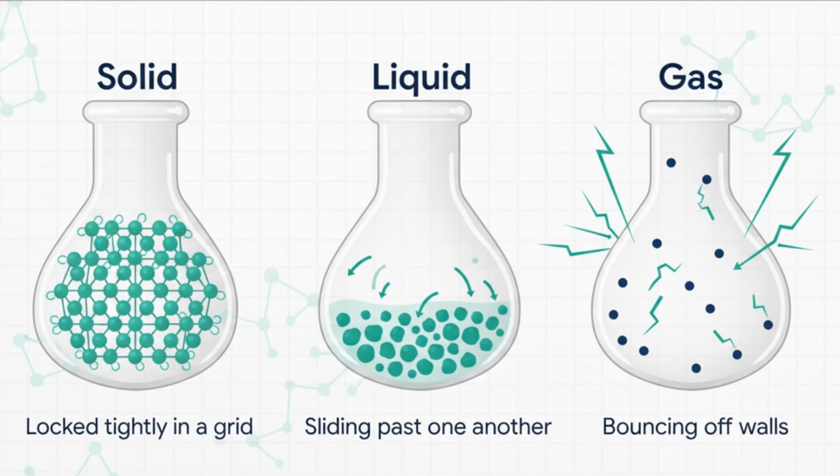Now, when we shift to a liquid, the rules completely change. The particles are still close together, but that rigid structure is broken, allowing them to freely slide past one another. This is exactly why liquids can pour and take the shape of their container. And then we have gases. Here, the particles have broken free almost entirely, widely spaced and chaotically bouncing off the walls of whatever container you put them in. In fact, a gas is mostly just empty space, which is why they're so easily compressible, unlike solids and liquids. Understanding these 3 distinct behaviors is the absolute foundation for everything else we're about to cover.